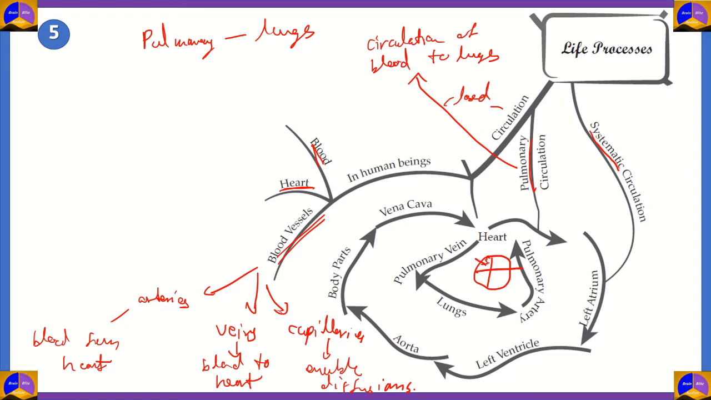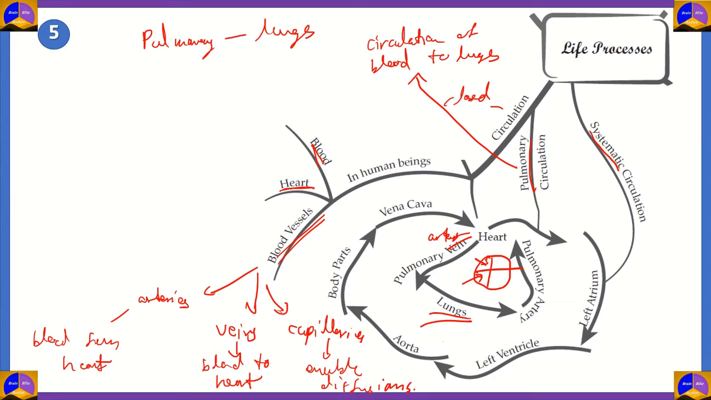It's a simple diagram. Sorry, let's rewind. So from the vena cava, the heart receives blood into the right atrium, and then the right atrium moves the blood down to the right ventricle. Ventricles are the bottom chambers, and atria are the top chambers. So from the right ventricle, the heart now pumps the same blood through the pulmonary artery into the lungs.